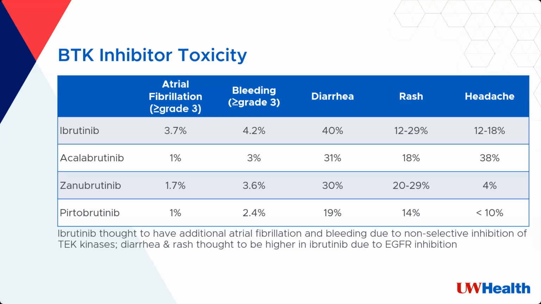So ibrutinib typically has the highest rates of AFib and bleeding due to its non-selective inhibition of those TEC kinases. Its higher rate of rash and diarrhea are thought to be due to its off-target inhibition of EGFR. And then the other notable side effect is acalabrutinib, you'll see, has the highest rates of headache amongst any of the BTK inhibitors.